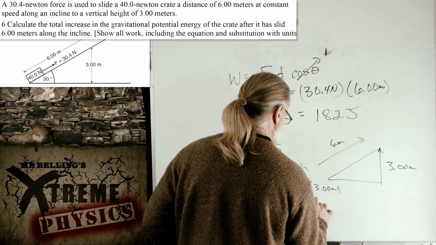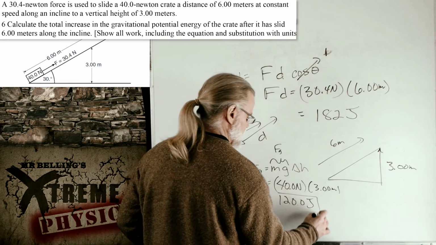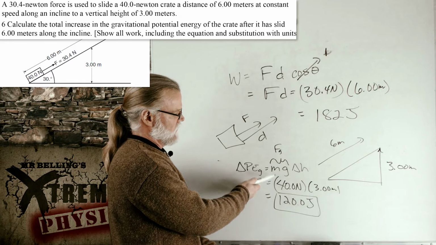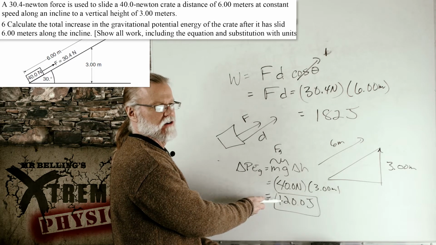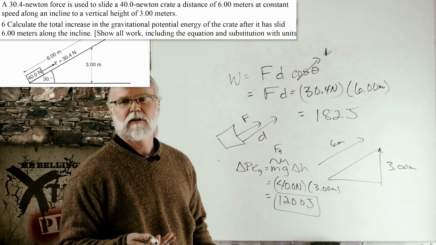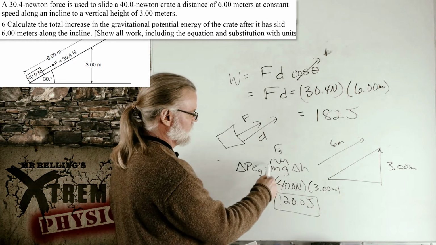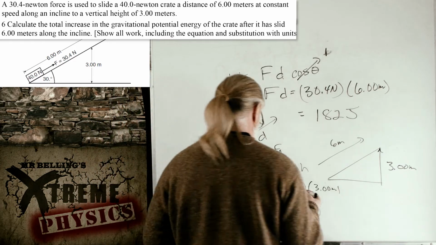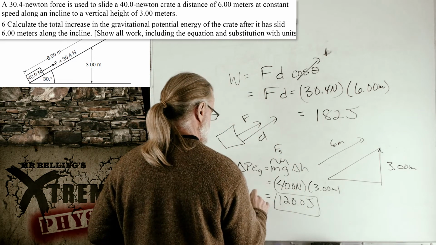120 joules. All right, if you didn't get that answer, some of you calculated the mass and came up with a number like 121 or something like that, and that wasn't correct. It's 120. You need to recognize when you see mg, that is weight. So that was the potential energy.